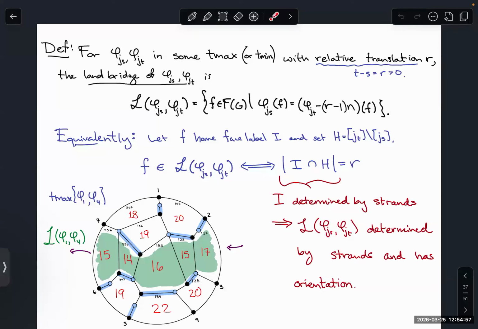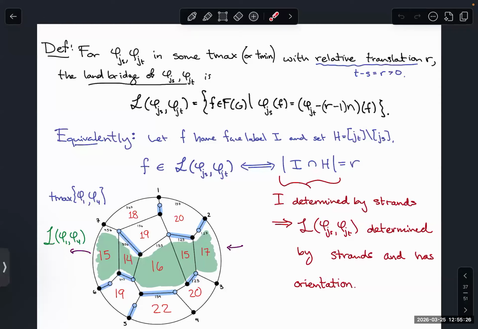And moreover, I is determined by strands, so we can extend the definition of our land bridge to be determined by strands as well. We'll grant each land bridge an orientation that comes from the orientation of strands. In this case, the purple arrow is saying we're entering from the right more or less and exiting out the left in this orientation.